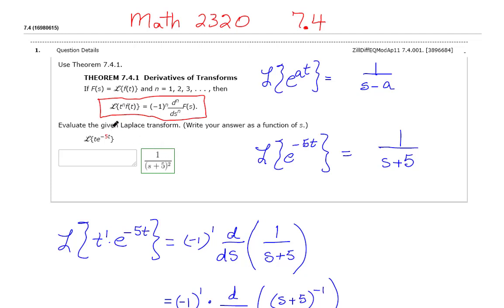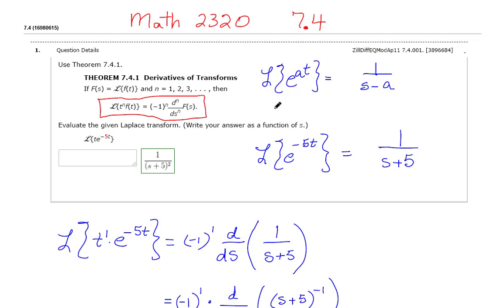So, in our first property we have here, the Laplace transform of t to the power n multiplied by a function is minus 1 to the n, same n as on the power of t, and it's the nth derivative of the Laplace transform of f of t. So in our problem we have the Laplace transform of t e to the minus 5t. Alright, so we basically have this property.